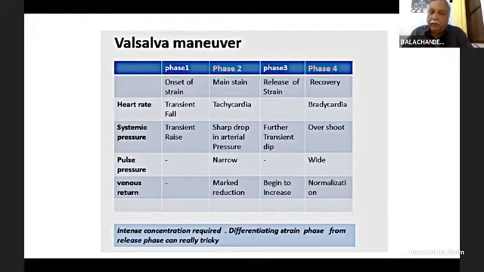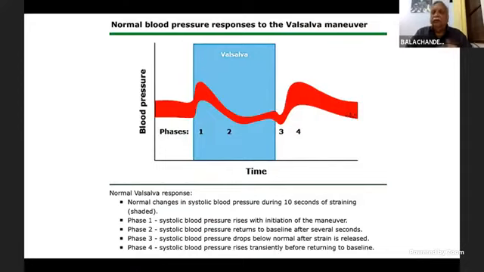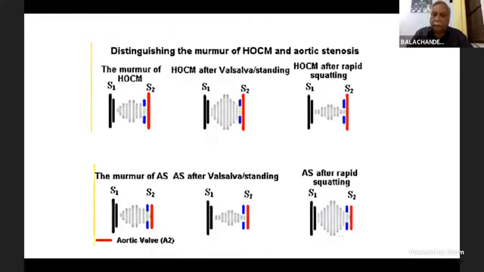And of course, venous return is markedly reduced in phase 2. In phase 3, it begins to increase, but it normalizes in phase 4. It doesn't increase in phase 4, it normalizes. So you do require intense concentration. This diagram tells you about the normal blood pressure response to Valsalva maneuver in phases 1, 2, 3, and 4. This is the overshoot, which is characteristic.